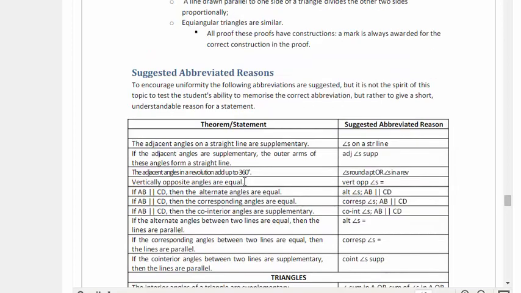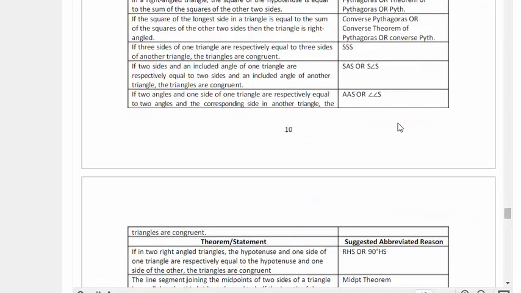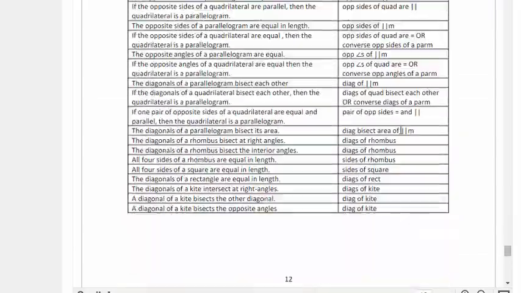For example, I say angle this is equal to angle that. I must give a reason why I say that. And these are some abbreviations for certain reasons you can give.